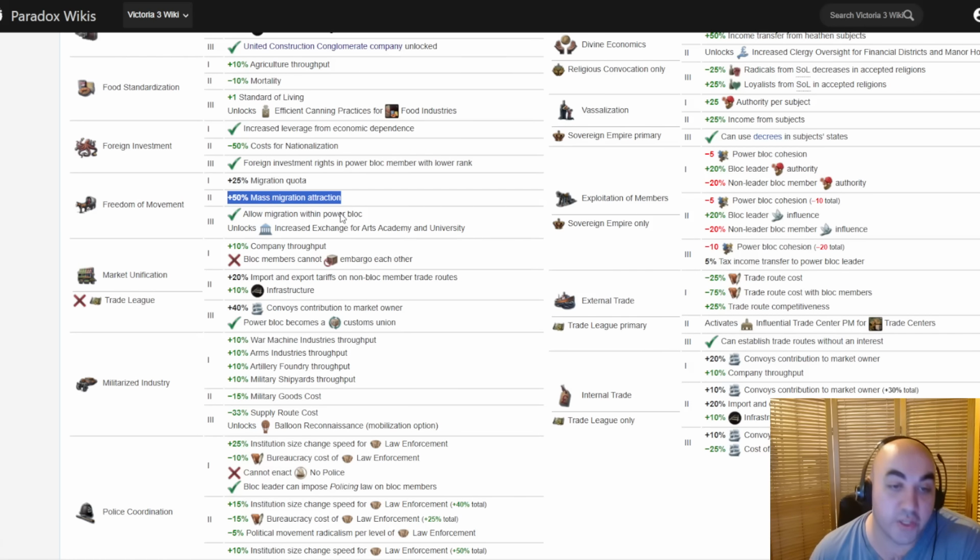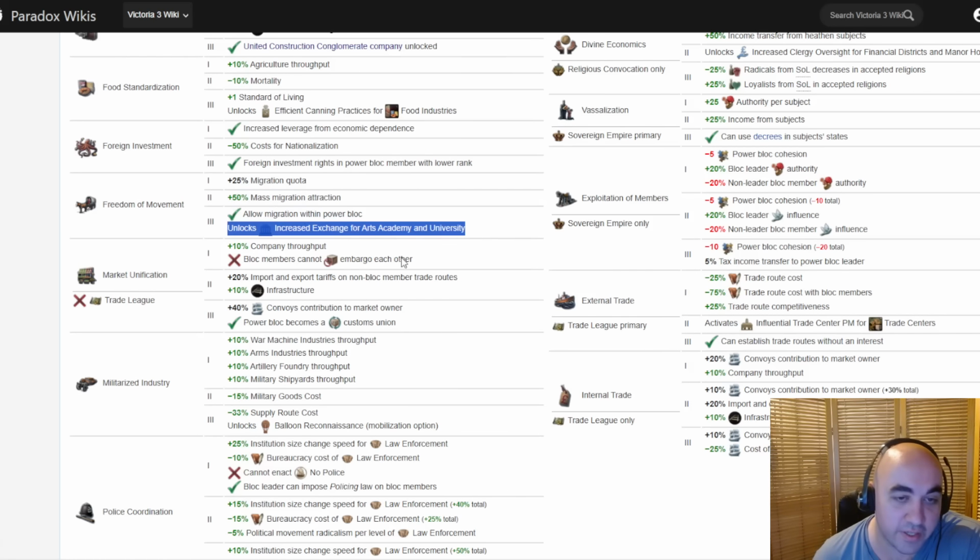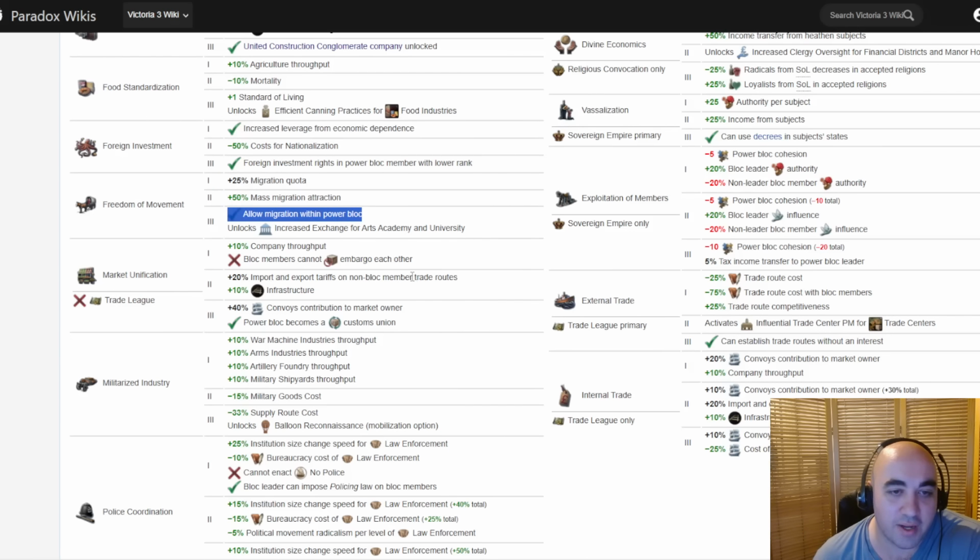And you also get increased exchange for arts academies and university, which will each give you locally plus 20% migration attraction. This allows you to just hyper-win the migration game, and also allow migration within power block. That is one that is a little bit new. Did they just add that?